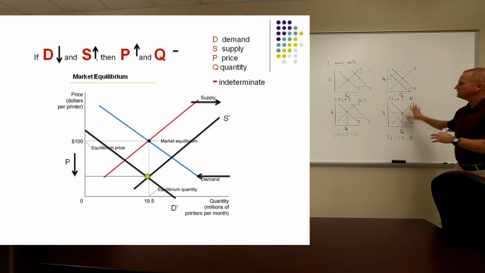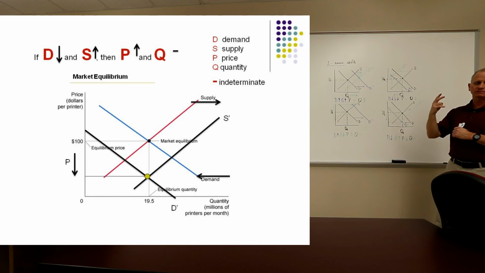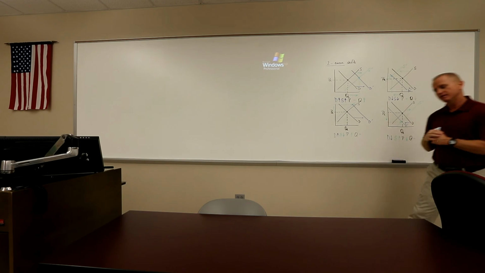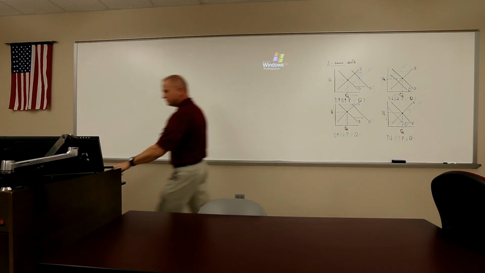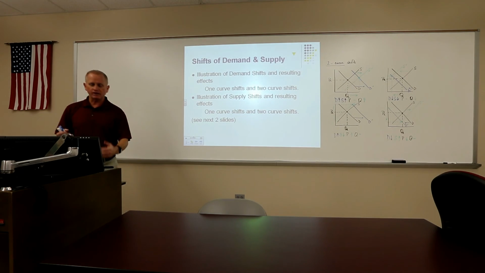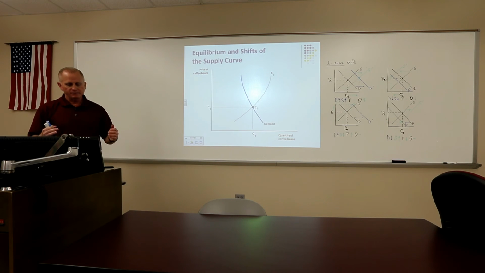Anyhow, so this is two curve shifting. Whenever you have two curve shifts, you're always going to have one of the components that's an unknown. All right, so here's the last few slides. The next two slides are just nothing more than another illustration.